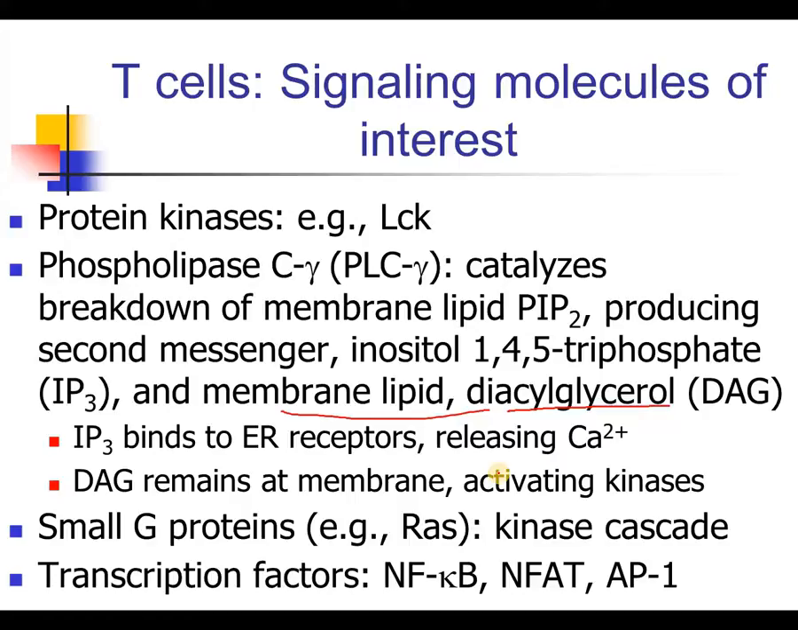Again, hopefully this is familiar to you from the second messenger information you were asked to do early on this semester. These signaling molecules have specific responses themselves. IP3 binds to the endoplasmic reticulum on specific receptors and releases calcium, which has other effects I'll show you in just a moment. Diacylglycerol stays at the membrane and activates kinases. So phosphorylation ensues. There are also small G proteins involved, like RAS, and these induce kinase cascades themselves. And there are transcription factors at the end that will cause gene transcription, like NF-kappa B, NFAT, and AP1.